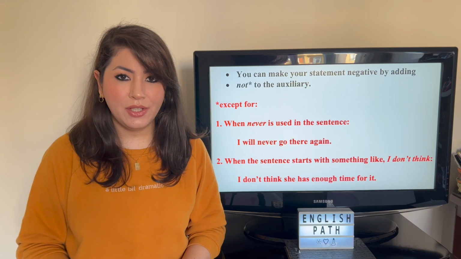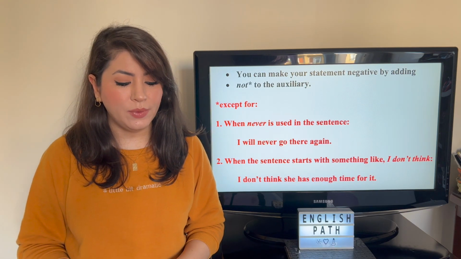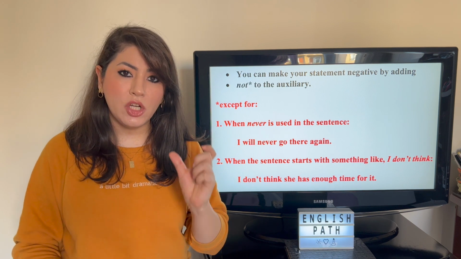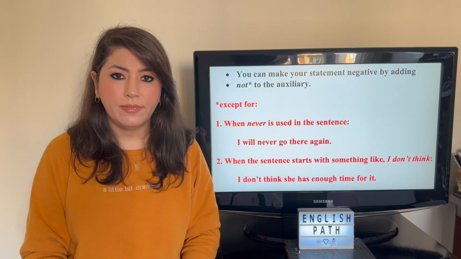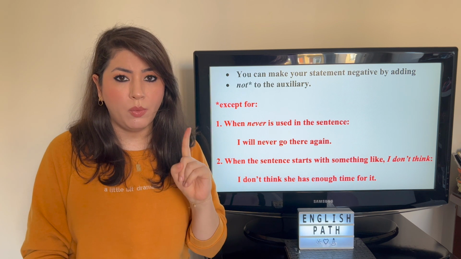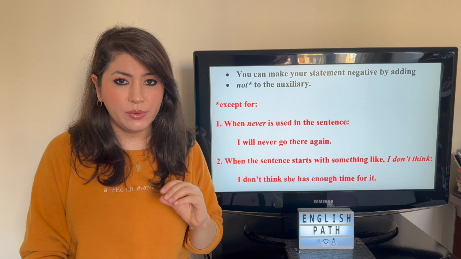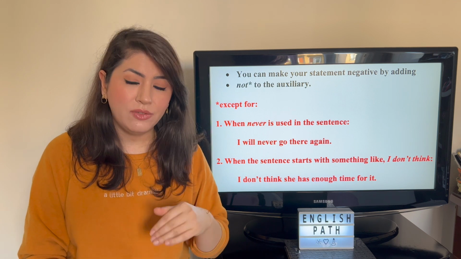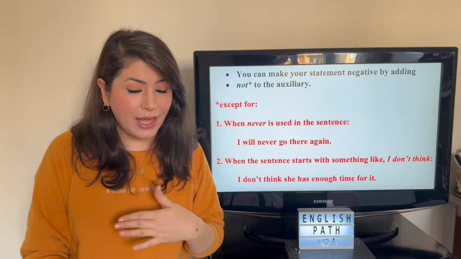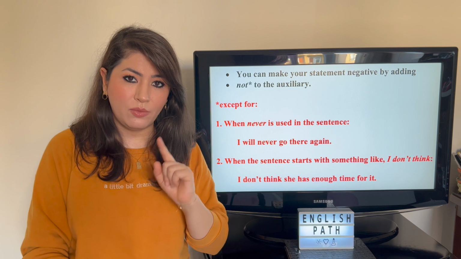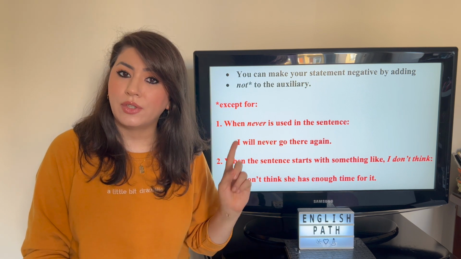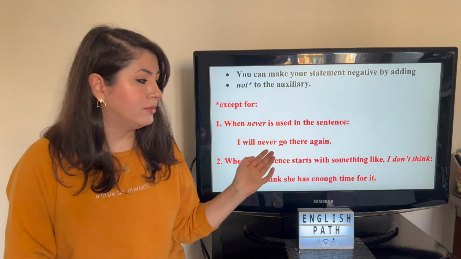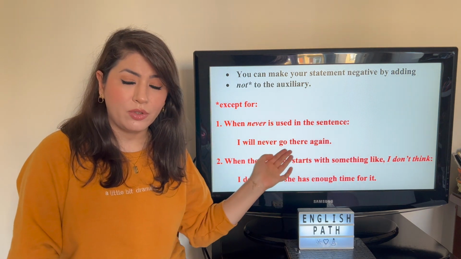Now the next thing to learn about auxiliaries is that you can make your statements negative by simply adding not to the auxiliary. There are two exceptions though. Number one, when your statement includes the adverb of frequency never. Never itself is a negative element, and you can't have two negative elements in one statement in standard English. So, I will never go there again. You can't say I will not never go there again.